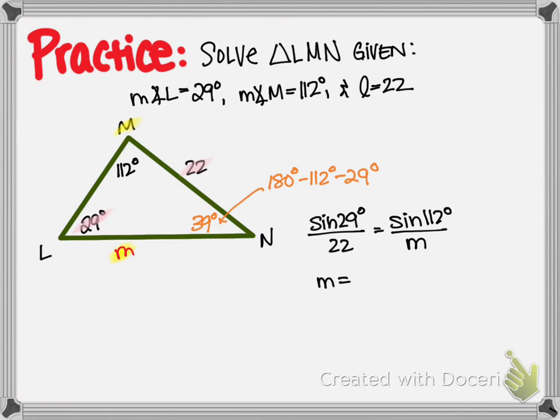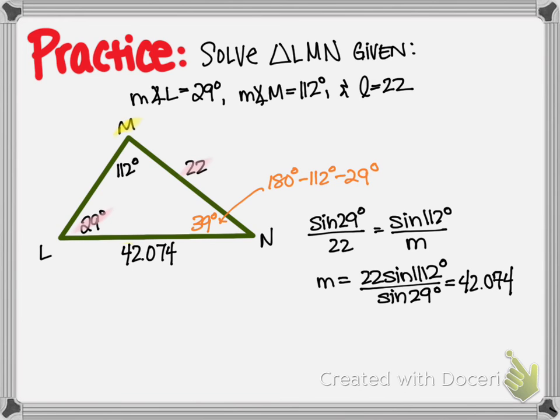Once I have my ratio set up, I can just cross multiply. So I'm going to put M on one side, everything else on the other. And then we're going to throw it in our calculator, making sure that we are using degree mode. And I got 42.074 as that side M there. Let's get rid of the M underneath first, and put side M where it belongs.